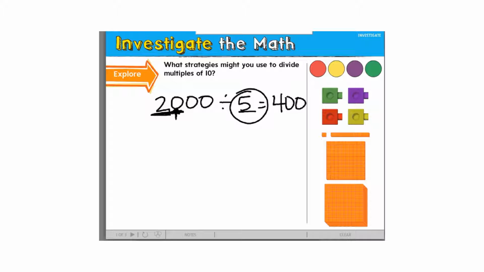So, yeah, you might have this one has more than that. Like if it was 2,000 divided by 50, then you would go 5 goes into 20 4 times, and then you could cross out a 0, and then your answer would just be 40. Or you could even do 2,000 divided by 500, and you would just get 4. Okay? Because you'd cross out some more zeros.